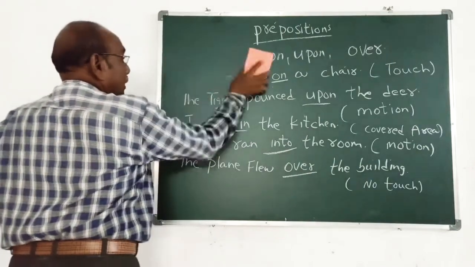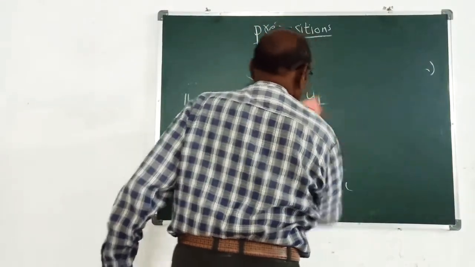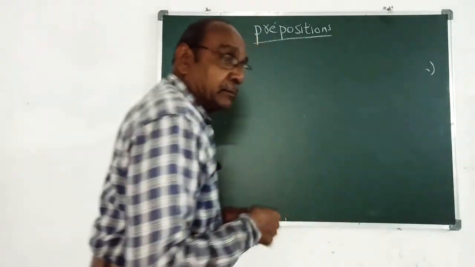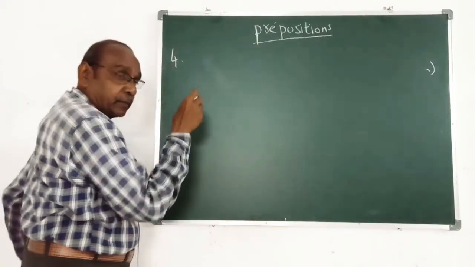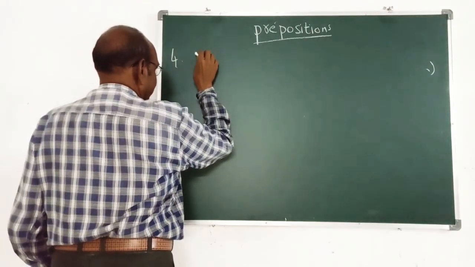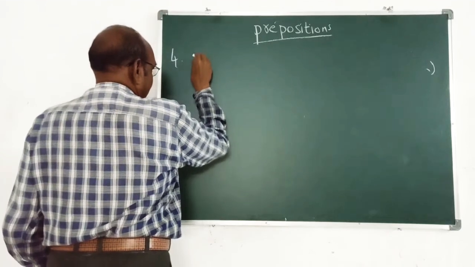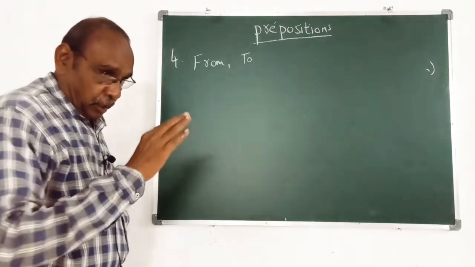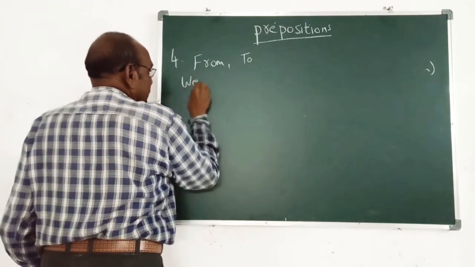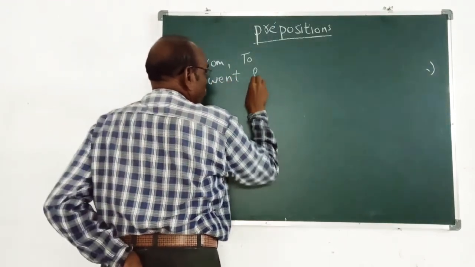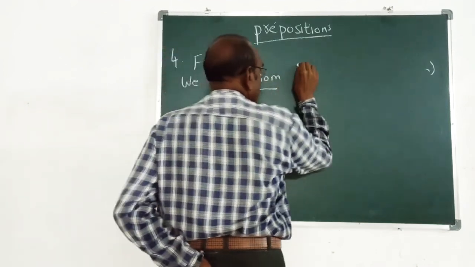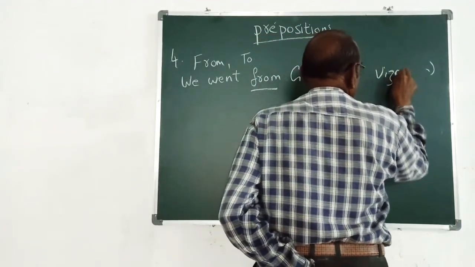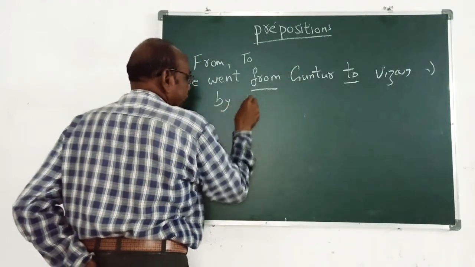Okay, now let's move on to number 4. Please observe the sentences carefully and try to get the meaning. Okay, in, on, over, into, now. From, to. We went from Guntur to Vizag by train.